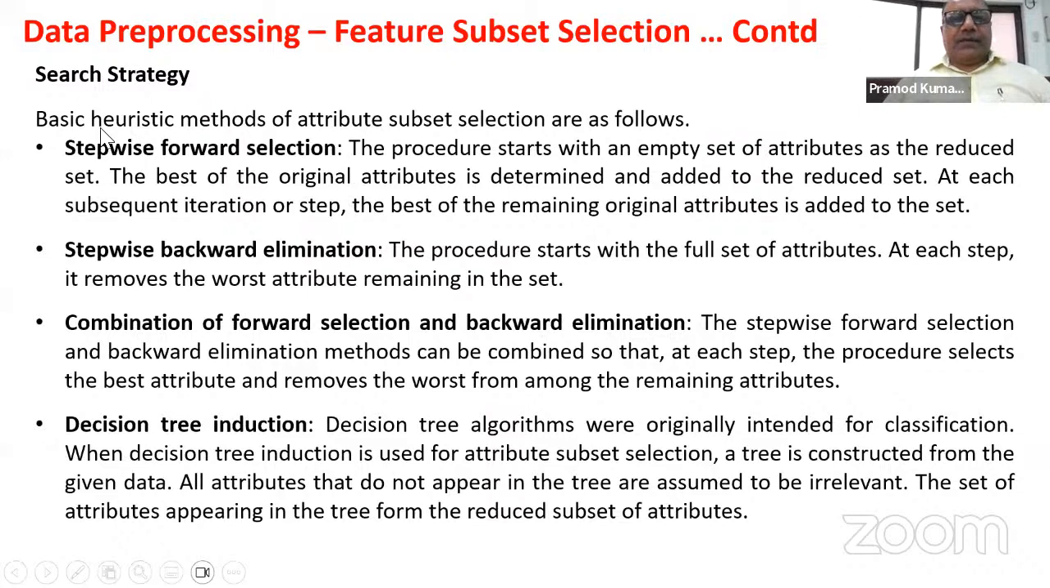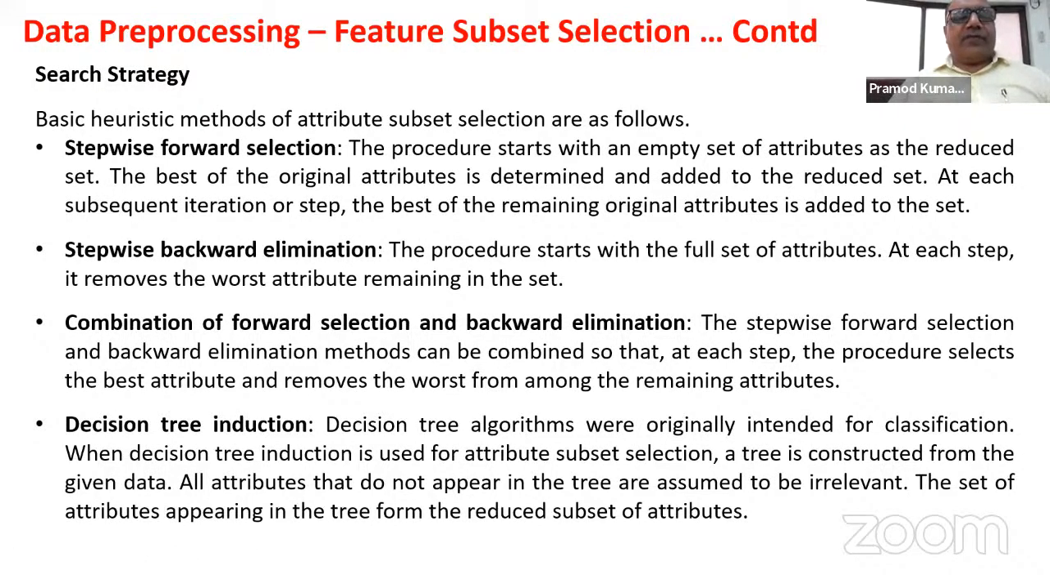So search strategy. The basic heuristic methods of attribute subset selection are as follows. Obviously, we have to find out the different subsets, and we will not go for the exhaustive search. So what we will do is use some heuristics. I think you all know the meaning of a heuristic. So that heuristic will tell us what the next good subset to be tried is. Okay. We just see a few here. It is not an exhaustive list. These are just a few examples.